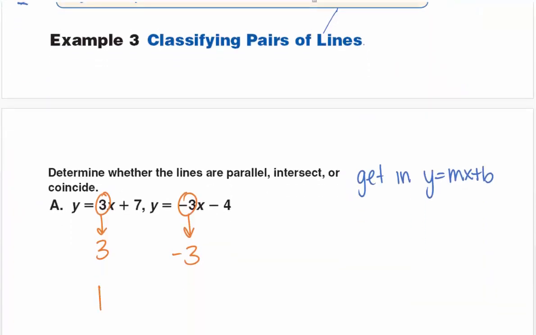And right now, I don't really care if they cross at a 90-degree angle. I don't care if they're perpendicular. We're just saying, do they intersect? Are they the same? Or do they ride parallel to each other?